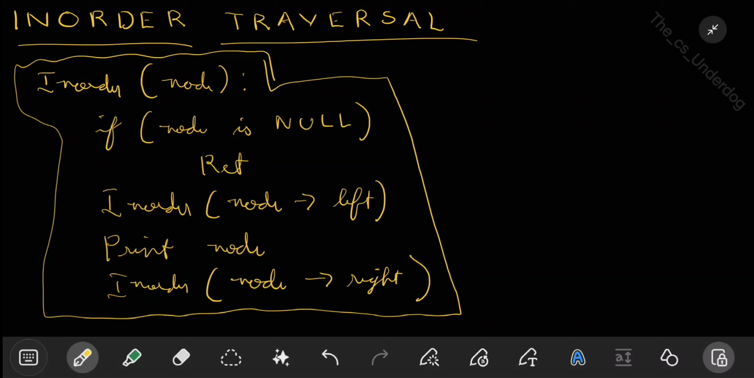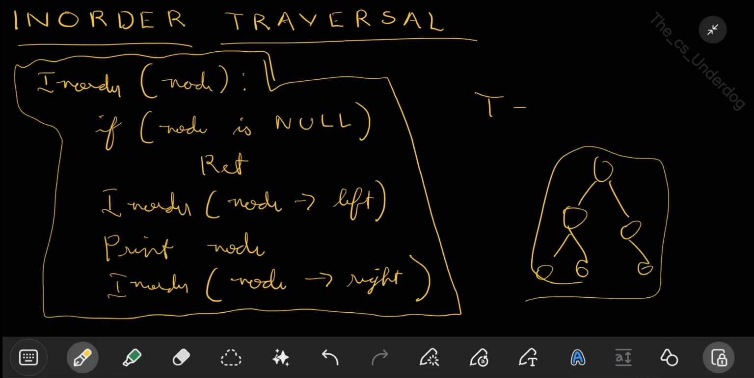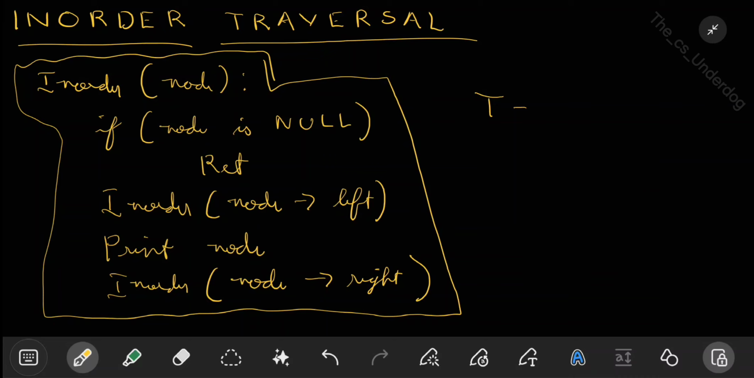So first of all, what is the time complexity of this algorithm? Coming to time complexity, what is the whole purpose of this traversal? We are going to go through all the nodes of the tree, right? This is the whole purpose. We have to visit each node exactly once, that is traversal. So when you visit each node exactly once, your time complexity will be order of n. So if you have n nodes, time complexity is order of n.